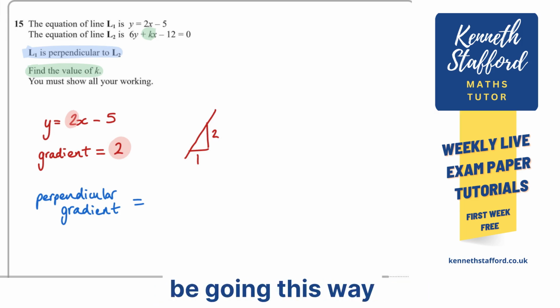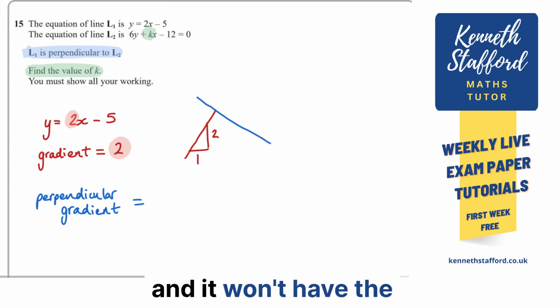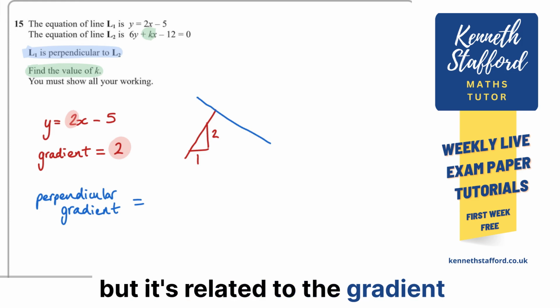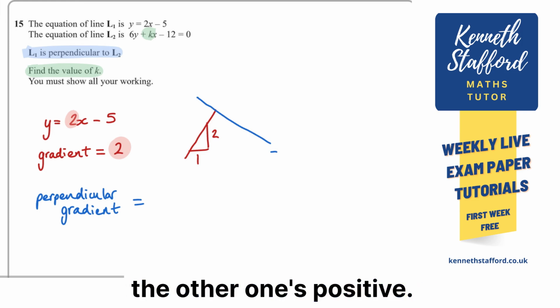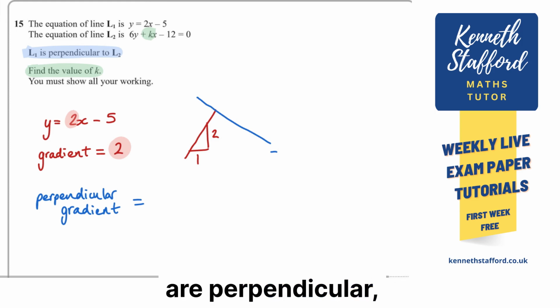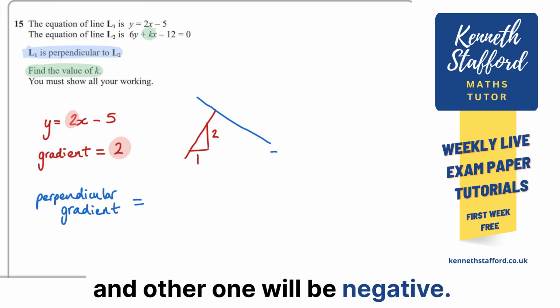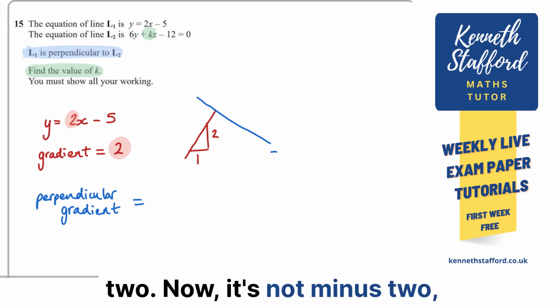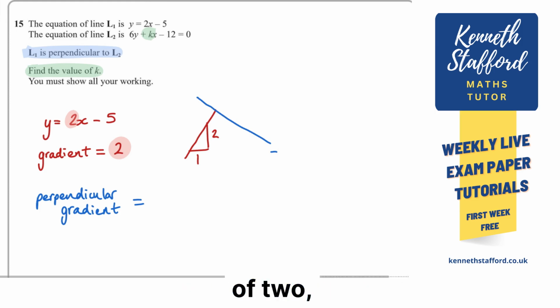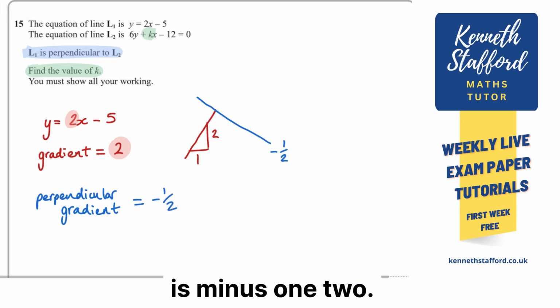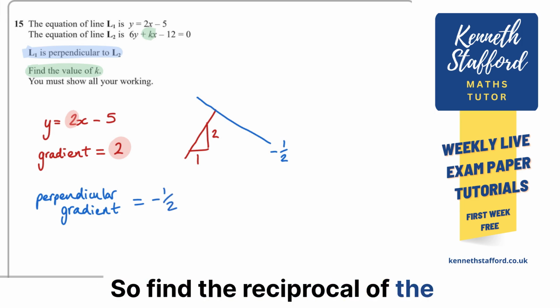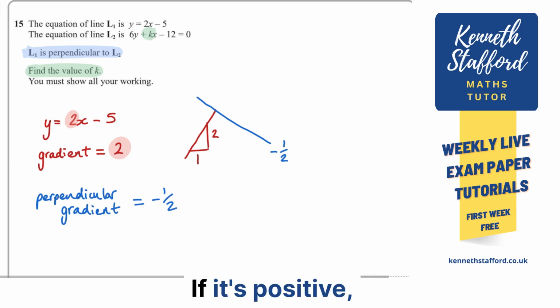Now a perpendicular line will be going this way, and it won't have the same gradient, but it's related to the gradient of the red line. It has to be negative because the other one's positive. If you get two lines that are perpendicular, one's gradient will be positive and the other one will be negative. And what we can do with that 2 now, it's not -2, but if we get the reciprocal of 2, which kind of means flipping it over, it's a half. So the perpendicular gradient is -1/2. So find the reciprocal of the gradient you already know and change the sign. If it's positive, it becomes negative and vice versa.